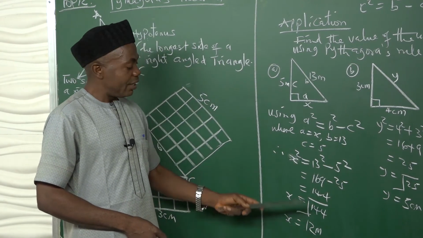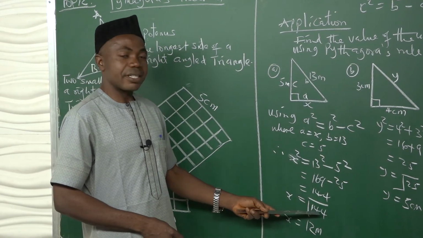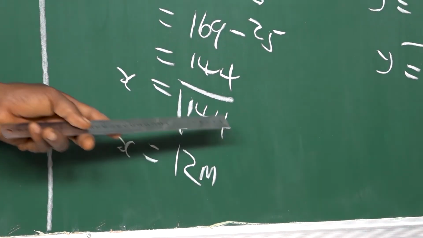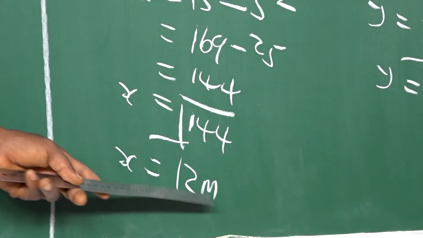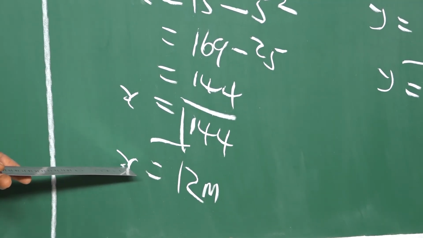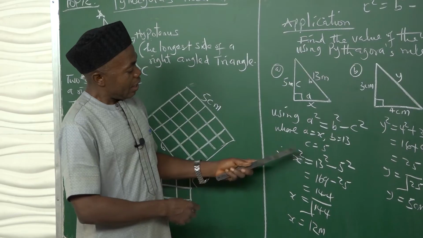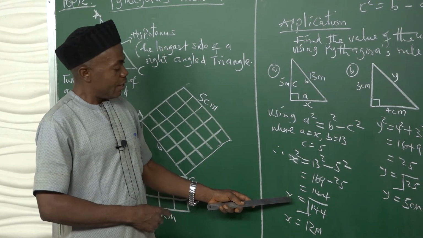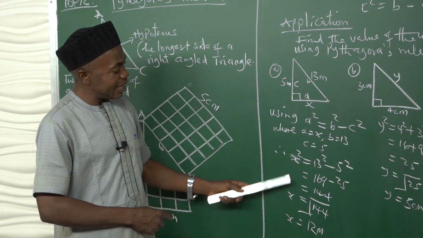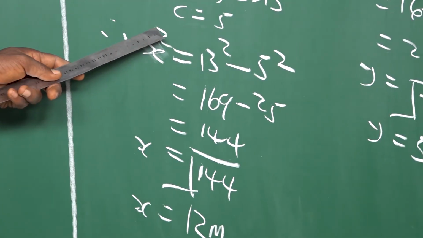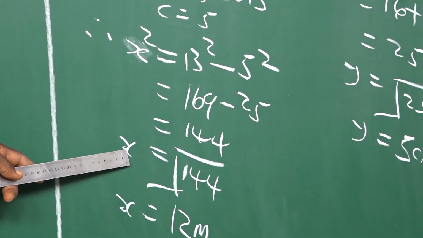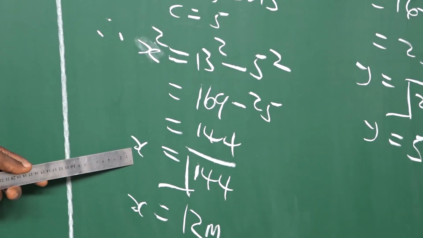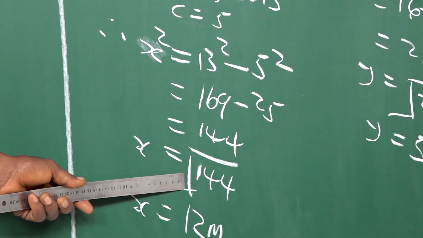How do I mean? 12 times 12 gives us 144. So the square root of 144 will give us 12 meter, which is the value of the x. There's something I want you to note. Here is x squared, and here is x. The difference between this and this is that this is having square, and this is not having square. The power 2 that was supposed to be here disappeared because of the appearance of the square root.